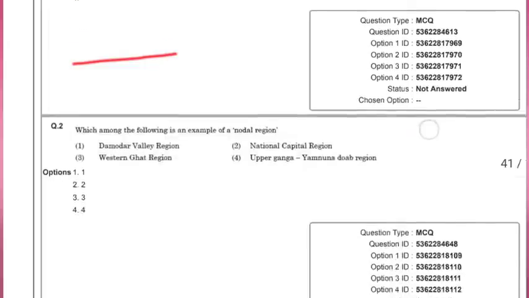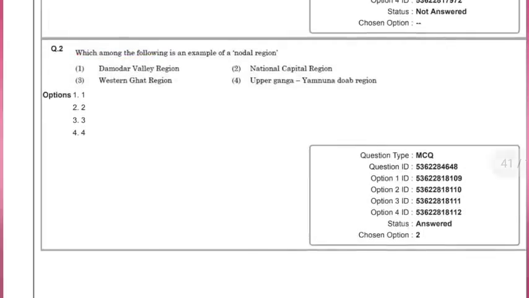And next question, question ID 648: Which of the following is an example of a nodal region? The answer is National Capital Region. Option 2 is the correct answer.